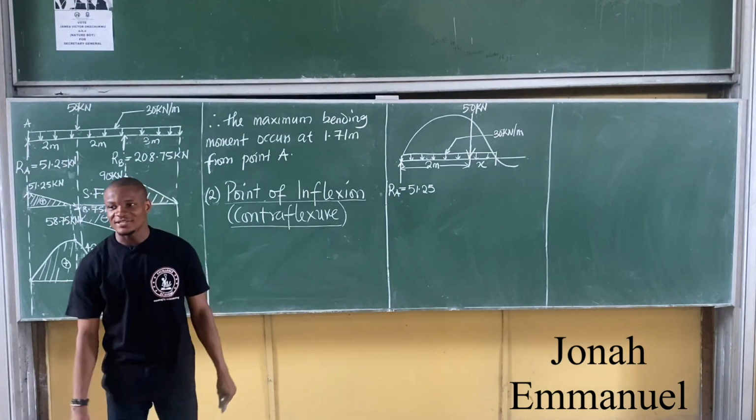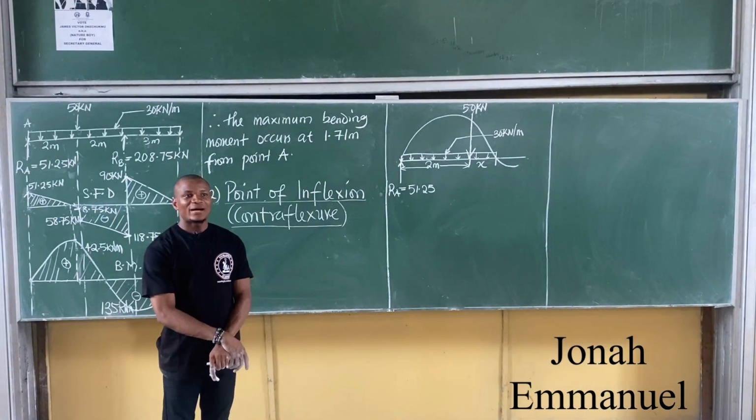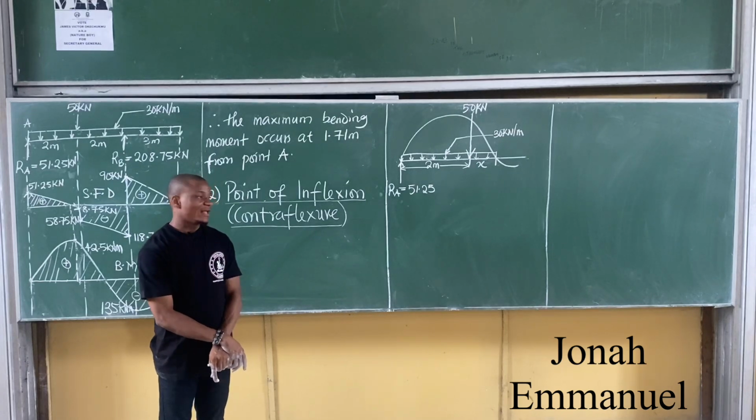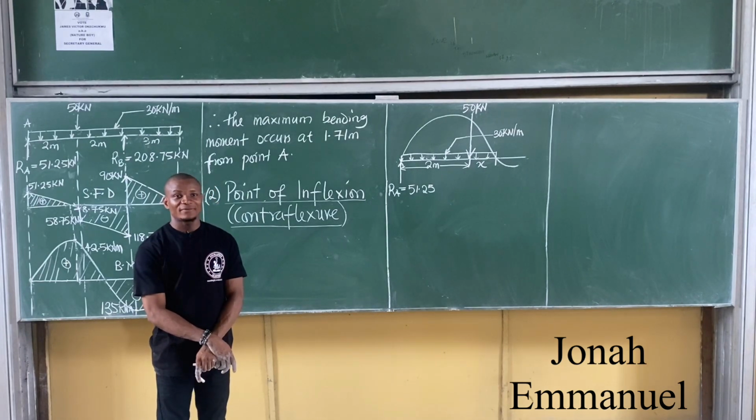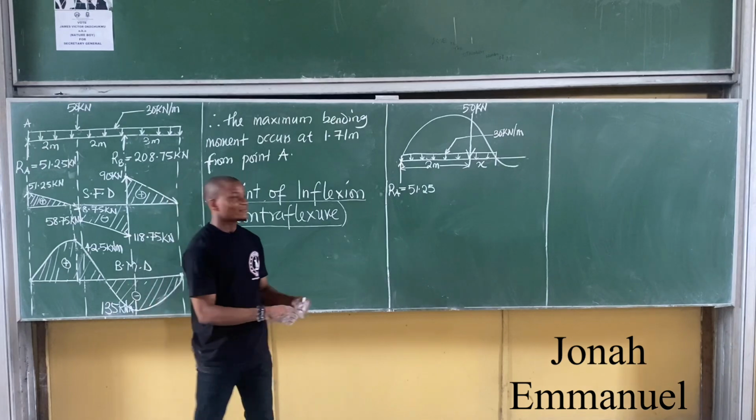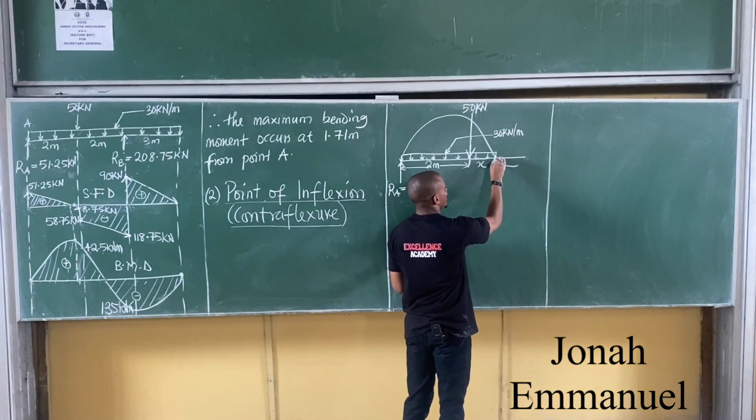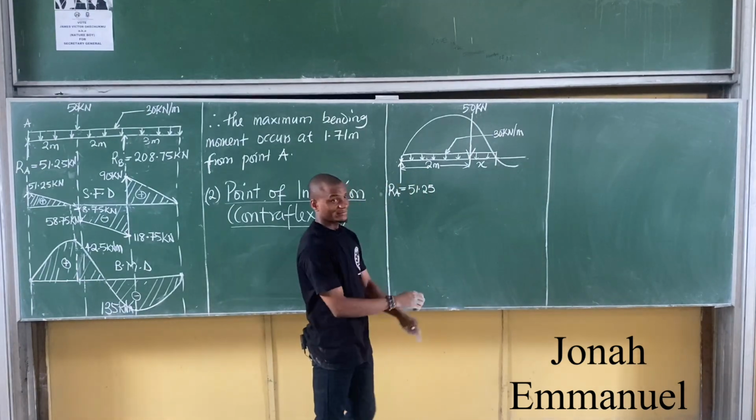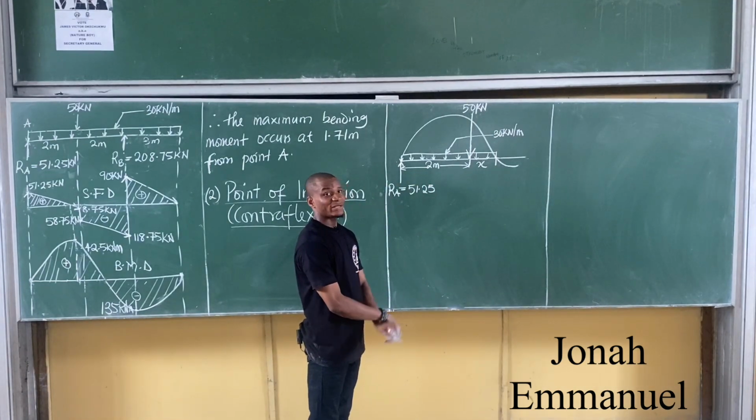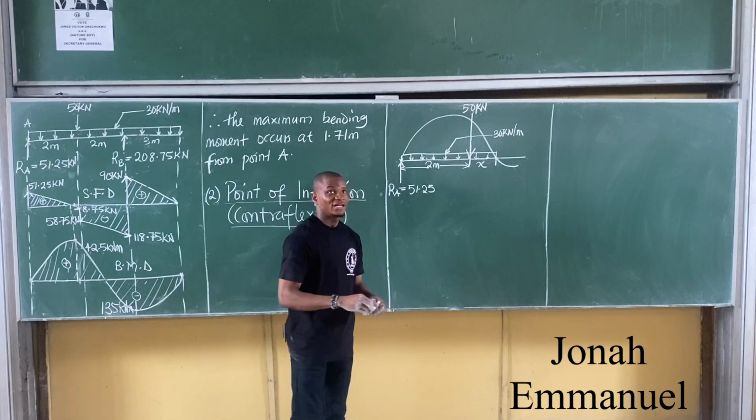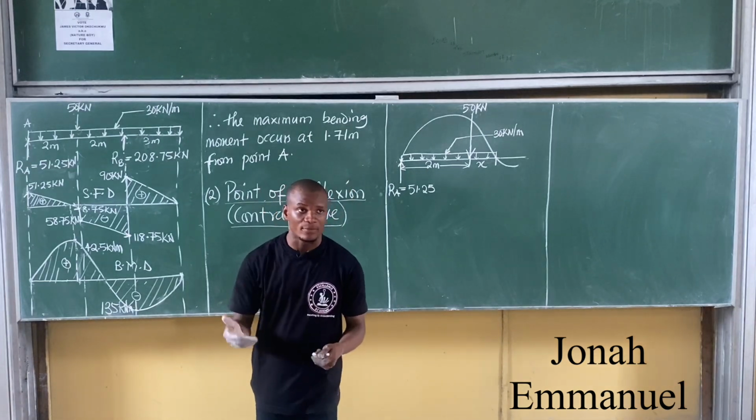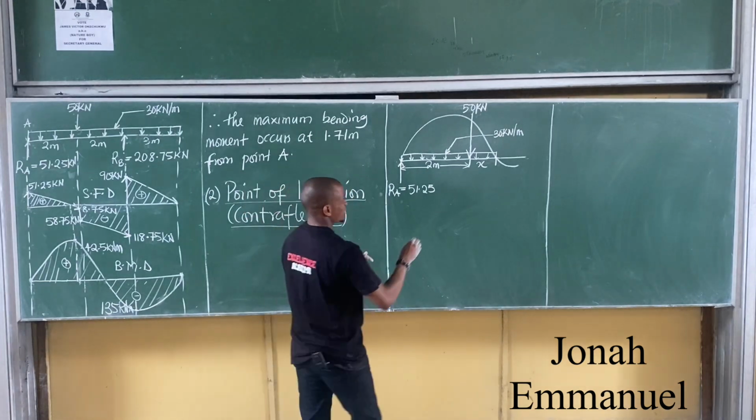I'm done doing this. What next? Look up now. Now, record something. Record that if I pick moments about any point, it gives me 0. I'll use that idea here. If I take moments about any point, it's equal to 0. That's the law of static equilibrium. So I'll simply think about here.